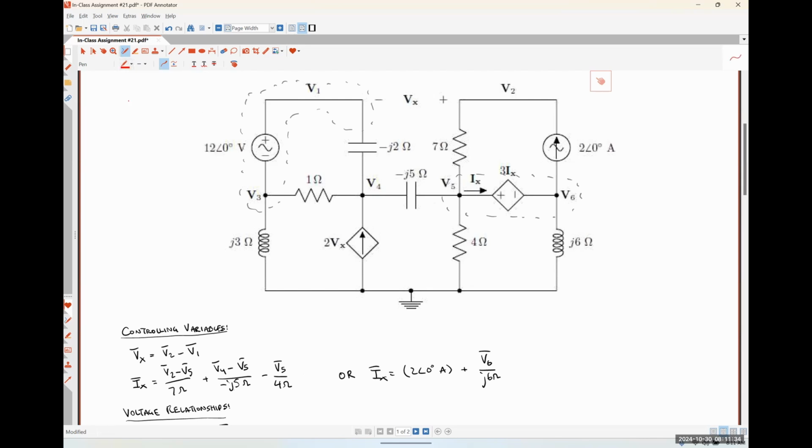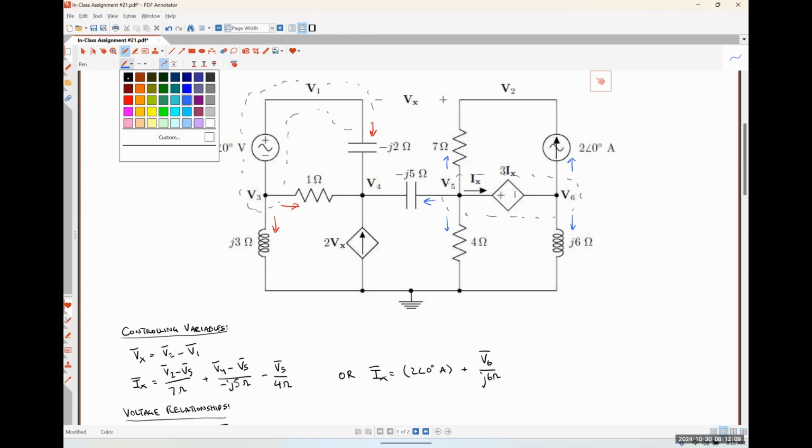So the currents leaving supernode 1, 3 are going to be this guy flowing down through the minus J2 ohm resistor, this guy flowing to the right through the 1 ohm resistor, this guy flowing down through the J3 ohm resistor. Our currents leaving supernode 5, 6 are going to be this current flowing up through the 7 ohm resistor, this current flowing to the left through the minus J5 ohm capacitor, this current flowing down through the 4 ohm resistor, this current flowing up through the current source, and this current flowing down through the J6 ohm resistor. Okay.